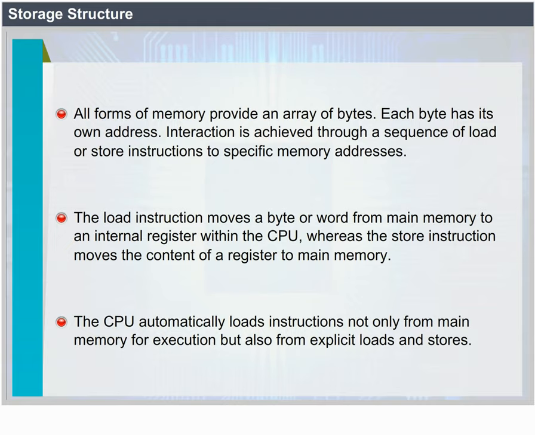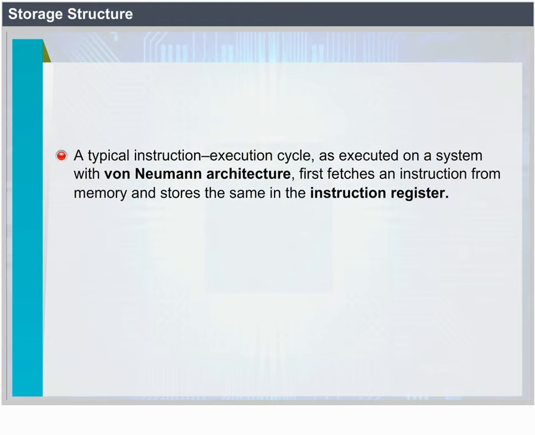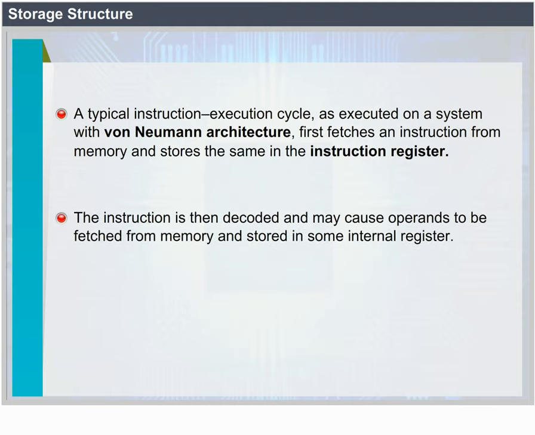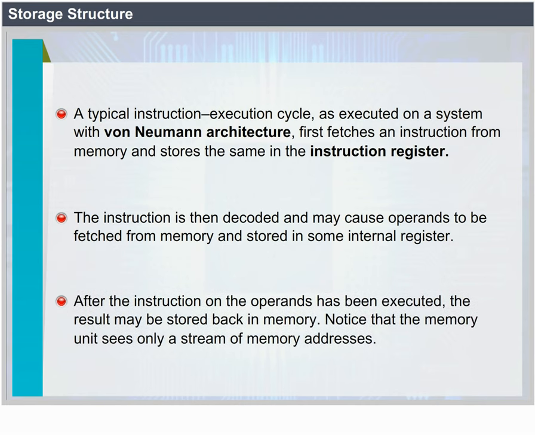A typical instruction execution cycle, as executed on a system with a von Neumann architecture, first fetches an instruction from memory and stores that instruction in the instruction register. The instruction is then decoded and may cause operands to be fetched from memory and stored in some internal register. After the instruction on the operands has been executed, the result may be stored back in memory.